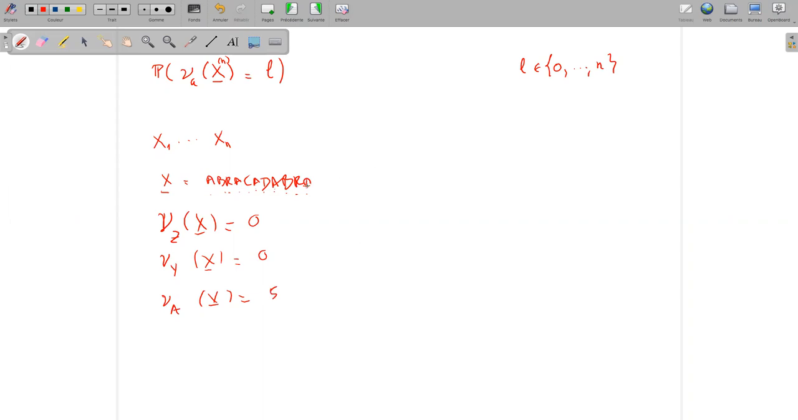But if by chance I find another word, for this other word the numbers will be different. But anyway, these numbers cannot be less than zero and cannot be more than n. n is the size of the sequence. So the possible values of the number of appearances of the letter are between 0 and n. Is it not clear?